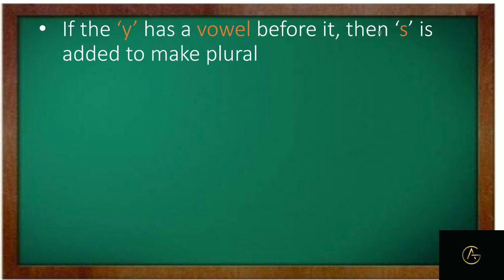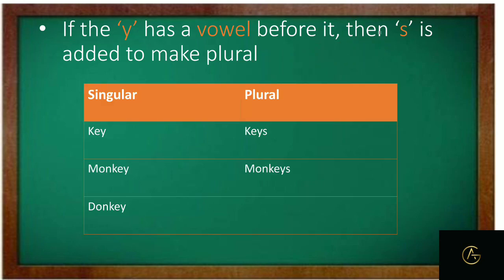In the previous slide we learned the word with y which has a consonant before it. Now if there is a vowel before that, then we add s to make it plural. Like key, e. Here it is ey. E is a vowel. We add simply s, not ies. Here it is monkey, e. Donkey, e. E is a vowel. We simply add s to it.